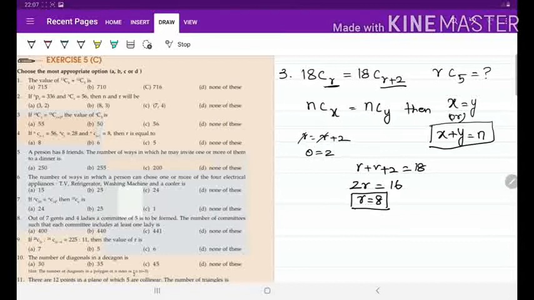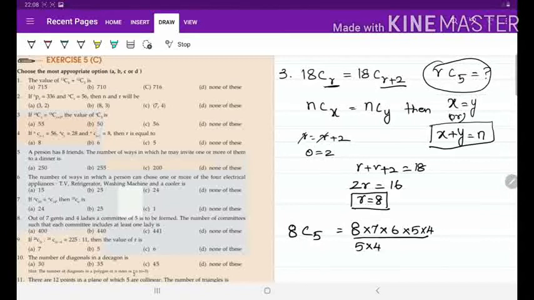Now let's find out rC5. Substitute the value of r as 8. We get 8C5, which is equal to 8 into 7 into 6 into 5 into 4 upon 5 into 4 into 3 into 2 into 1. Now let's simplify and find out the value of 8C5. It's equal to 56. So option C is the answer.